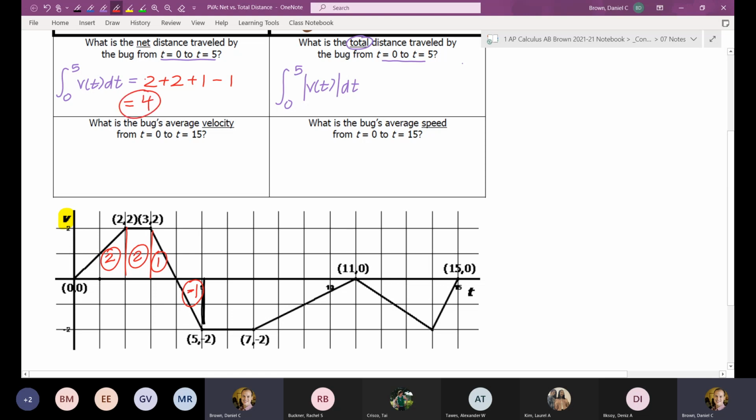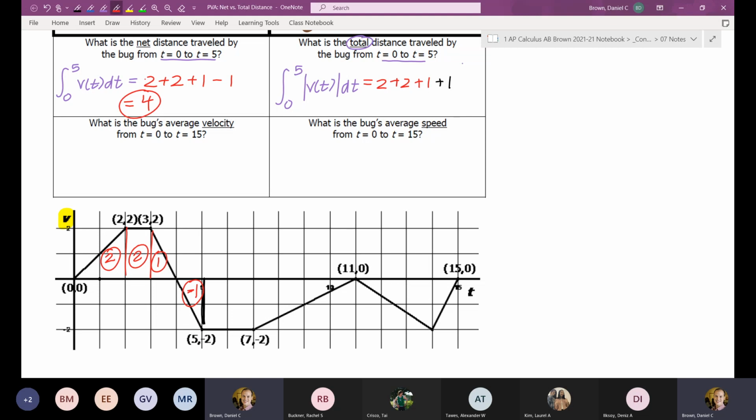How does that compare when you find the total distance? The total distance is the absolute value of velocity. Well, what does absolute value mean? It just means to make everything positive. Well, that first region, everything is still positive, so we still have 2 plus 2 plus 1. But that last triangle is negative, but its absolute value is going to make it positive. So instead of having a -1 for that last region, absolute value makes it positive.